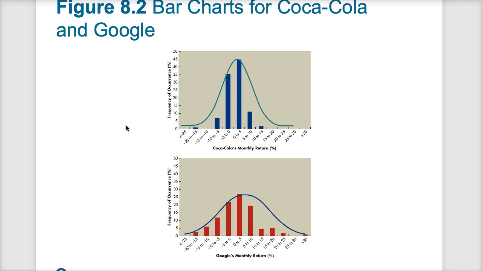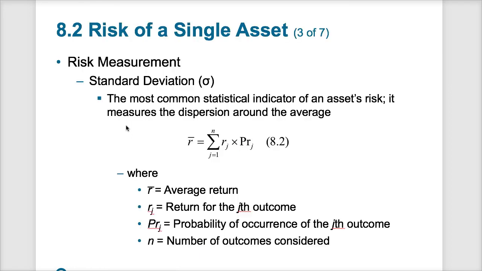So if you're an investor who has a lower risk tolerance, you might prefer companies like Coca-Cola, but maybe you're a younger investor who can absorb higher risk, then you might be more of a Google investor based on your risk preference and outlook. So how do we measure this risk?